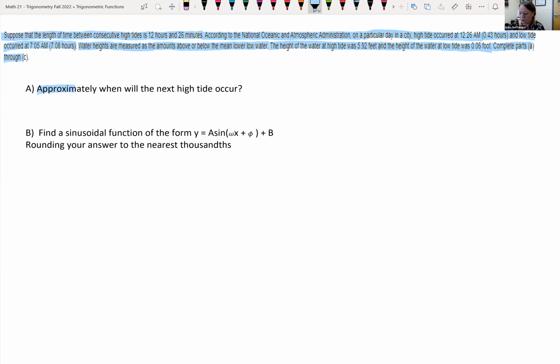So part A wants to know approximately when will the next high tide be? Well, if our first high tide occurred at 12:26 a.m., and we know that 12 hours and 26 more minutes will get us to the next high tide, then if I add 12 hours from 12 a.m., that gets me to 12 p.m. Then 26 minutes plus 26 minutes gets me to 52 minutes. So 12:52 p.m. is approximately when the next high tide would occur.